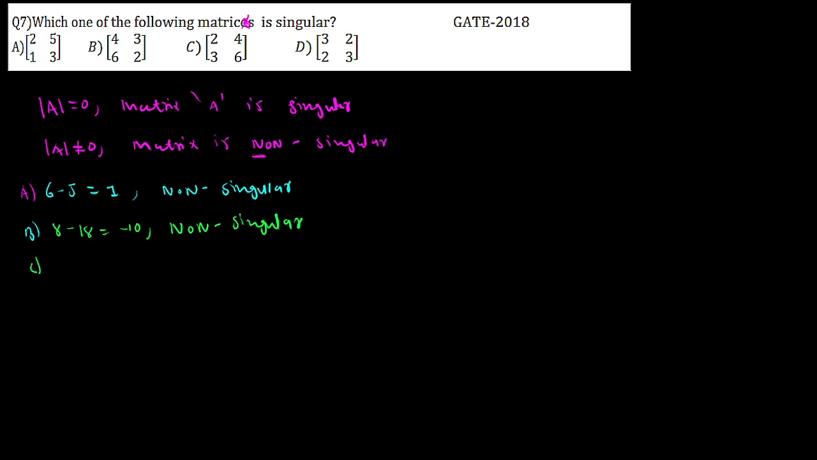Now let's move to option C. Here I am getting 6 multiplied with 2, so 12, minus 3 multiplied with 4, which is 12, so again 12 minus 12 equals 0. So now I am getting equal to 0, so I have to put singular, because I am getting the 0 value. So option C contains the singular matrix. Now let's also quickly check option D. Here 9 minus 4, which is 5, again a non-zero value, so non-singular.